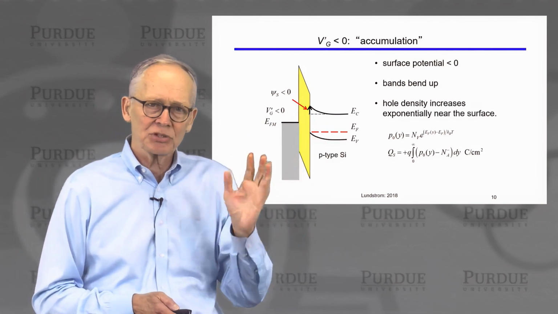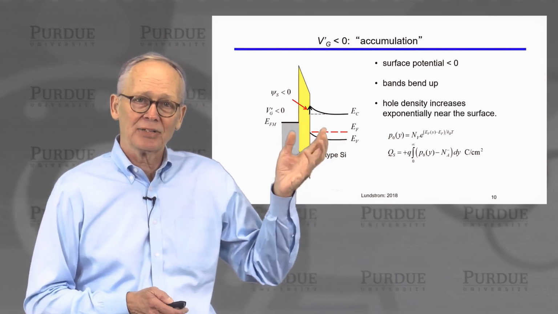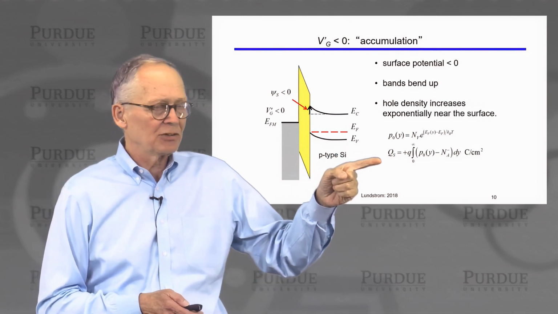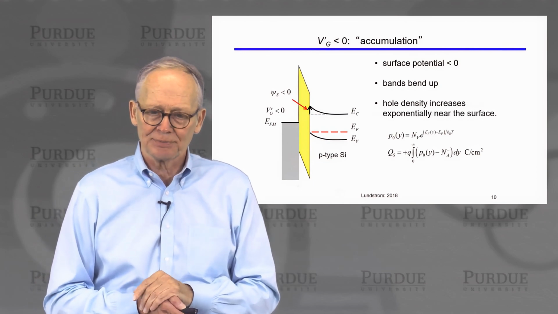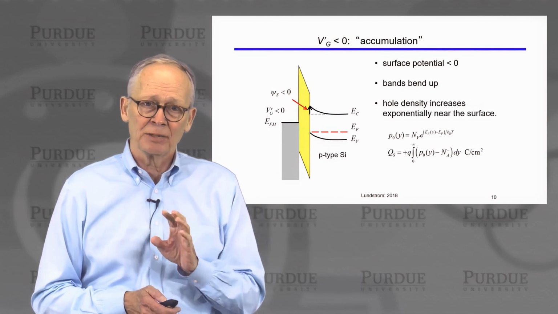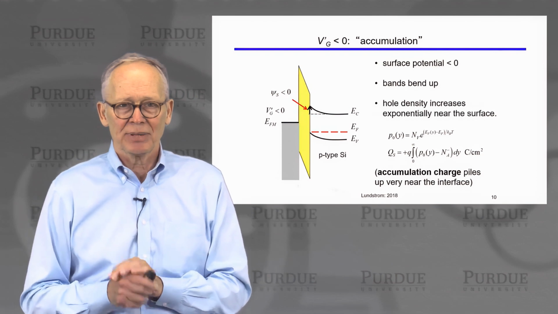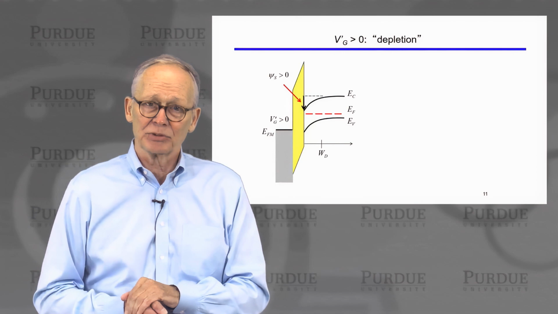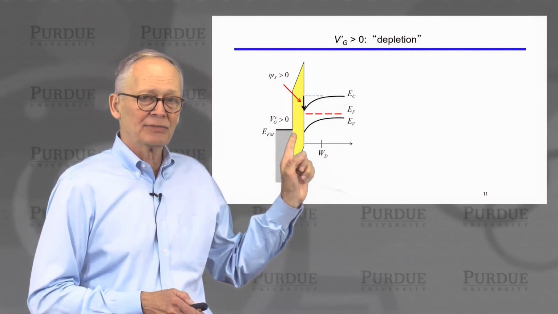But near the surface, in accumulation, we've piled up excess holes, so we have more positive charge. When we do this integral, we would find the charge density in coulombs per square centimeter. And that charge density in the semiconductor, Q sub S, will play an important role in our discussions. So, accumulation charge piles up very near the surface and very rapidly as we apply a negative voltage to this p-type semiconductor. Well, what happens if we put a positive voltage on the gate?